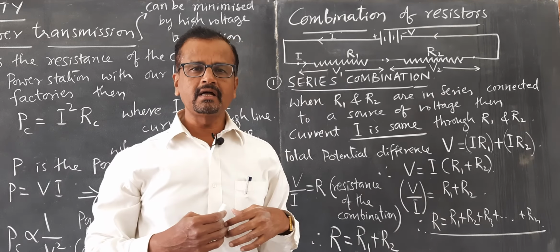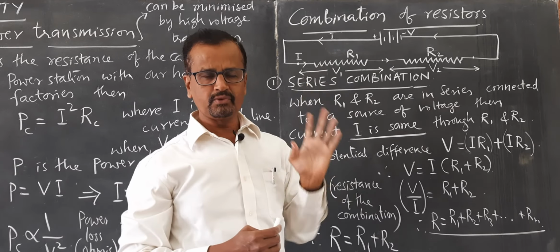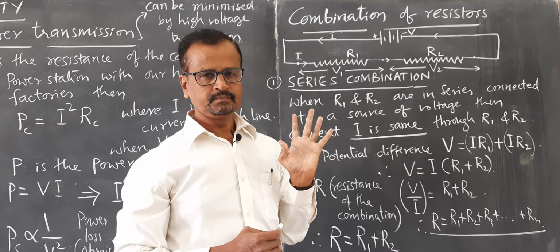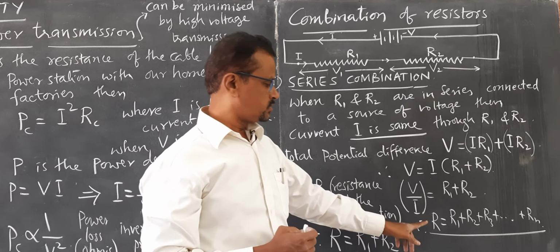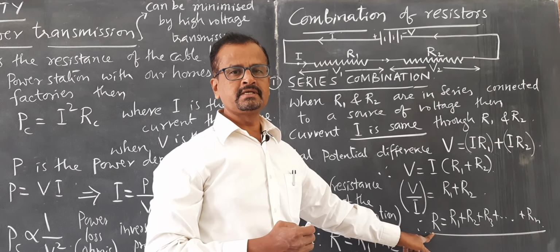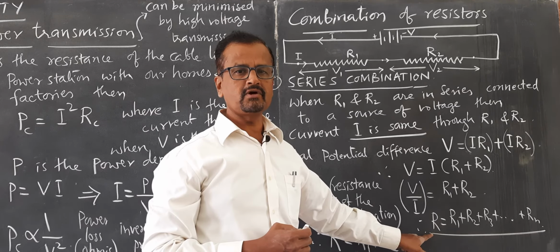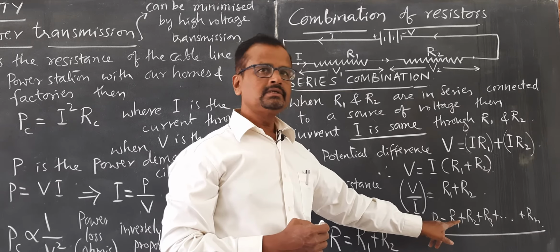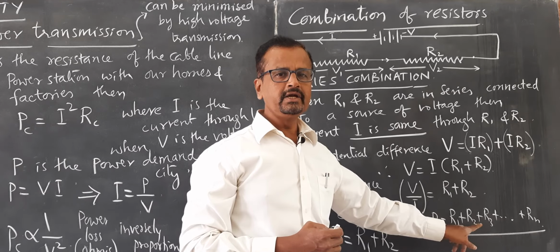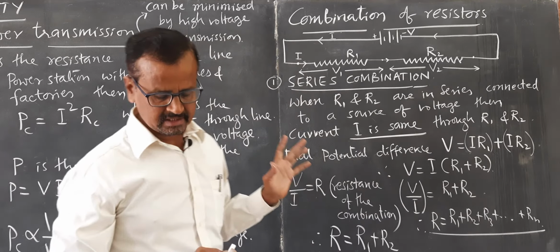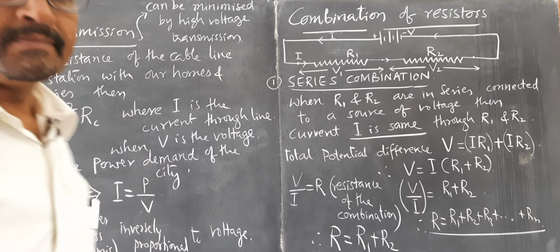If there are n number of such resistors connected in series, the same current flows through all the resistors. When the same current flows through all the resistors, the total equivalent resistance of the series combination is equal to the sum of the resistances of the individual resistors. This is the equation for series combination. Now, let us see parallel combination.